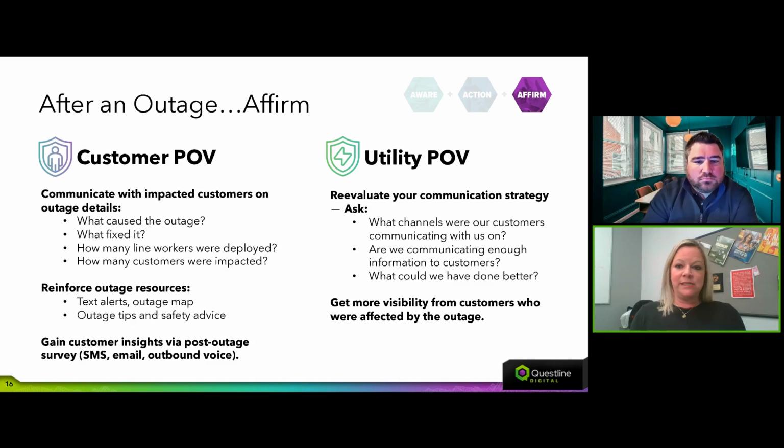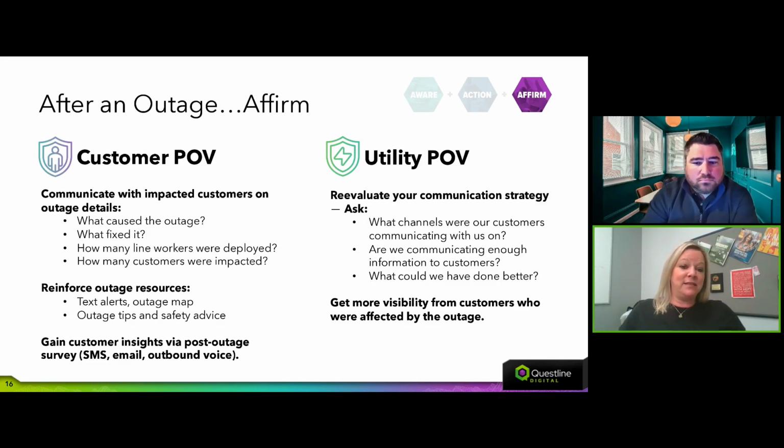Reinforce outage resources. Customers are more likely to sign up for resources after they were just impacted by the storm or an outage, while it is fresh in their minds, instead of on a blue sky day when they just aren't thinking about it and it isn't top of mind. So remind them to sign up for the text alerts to be prepared for the next potential outage.